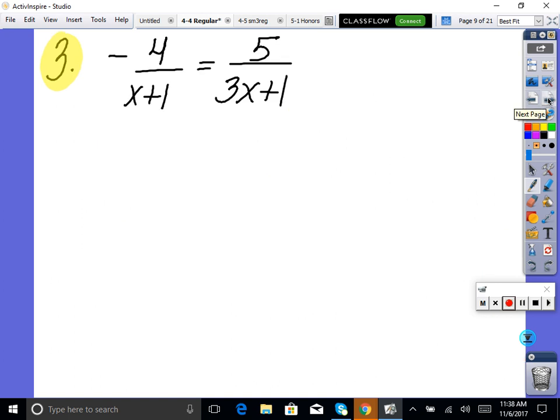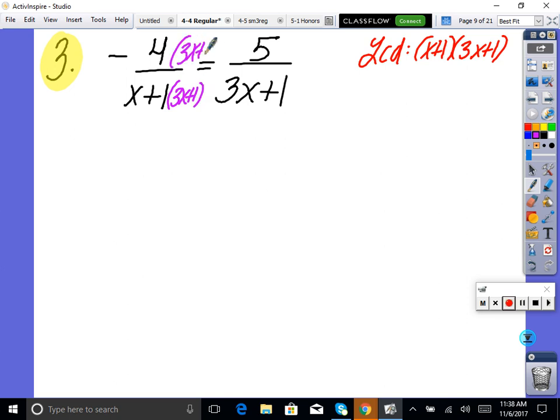Okay, here we go. Least common denominator. What? X plus 1 and 3x plus 1. There was nothing in common in the denominators, so the only way to fix it is to multiply by each other's denominator. So this we're going to multiply by 3x plus 1, aren't we? This one we're going to multiply by x plus 1. Now look at your denominators. They're the same, so we can ignore them.